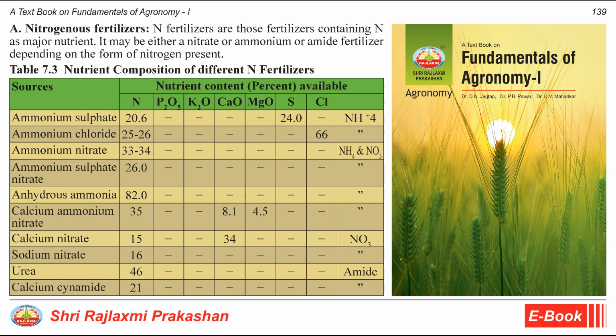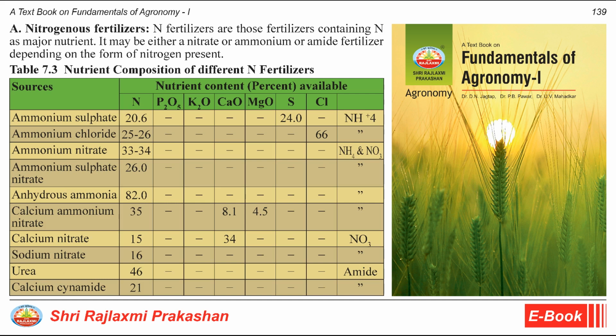Table 7.3 Nutrient composition of different N fertilizers. Source number 1, ammonium sulfate. Nutrient content, percent, available: N 20.6%, P2O5 0%, K2O 0%, CaO 0%, MgO 0%, S 24.0%, Cl 0%, NH4+. Source number 2, ammonium chloride. Nutrient content, percent, available: N 25 to 26%, P2O5 0%, K2O 0%, CaO 0%, MgO 0%, S 0%, Cl 66%, none.